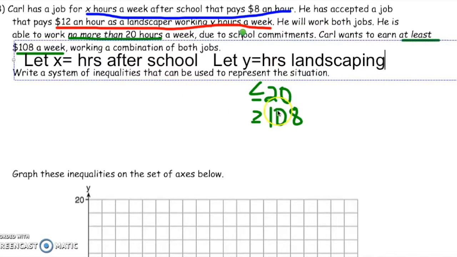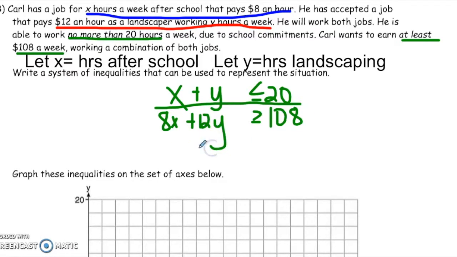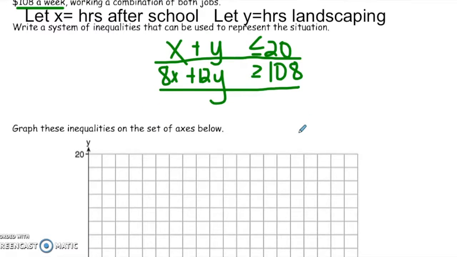So the hours between working after school and working landscaping, he wants to work no more than 20 hours. And he makes $8 an hour after school and $12 an hour landscaping. So this is your second. These are both your equations. So we wrote the system.